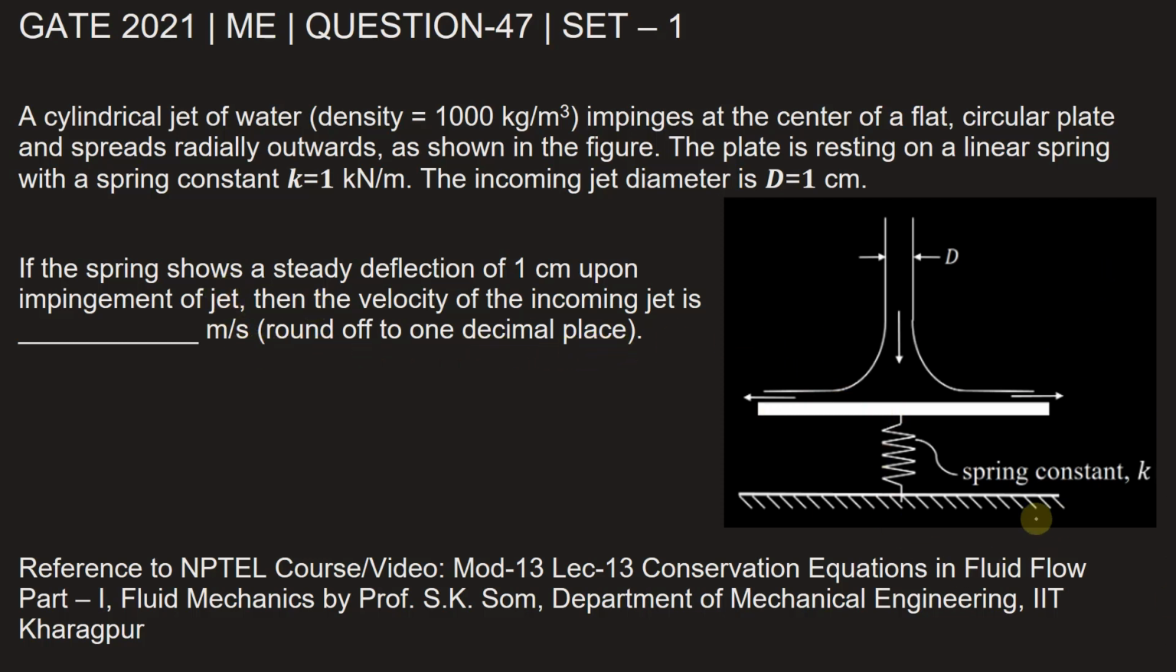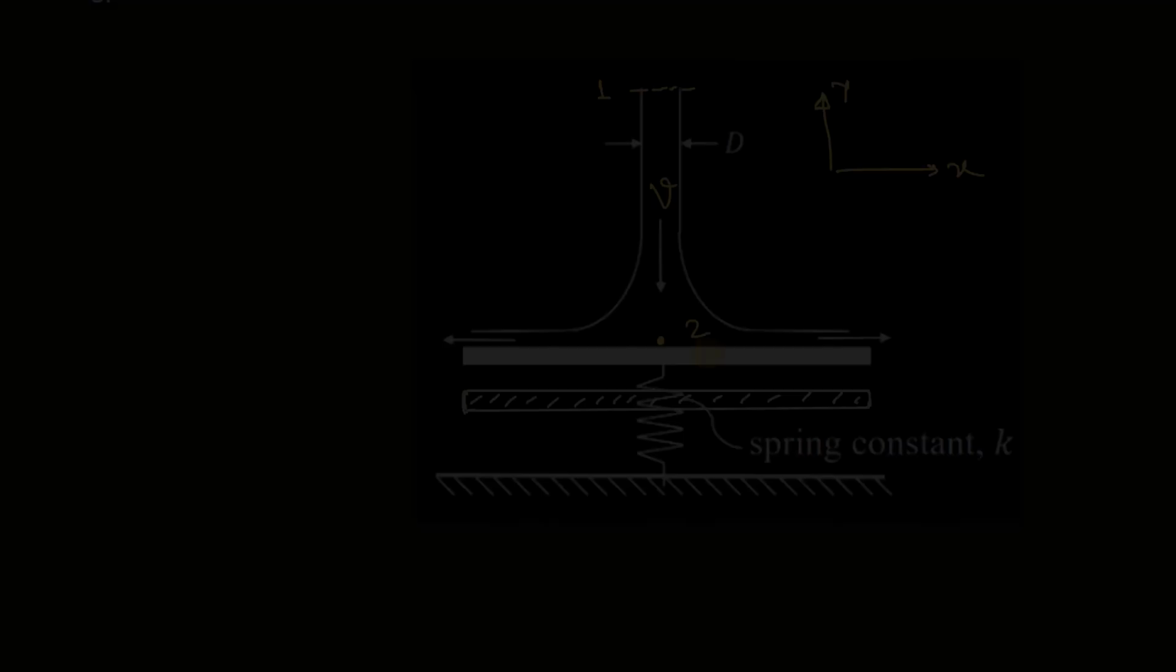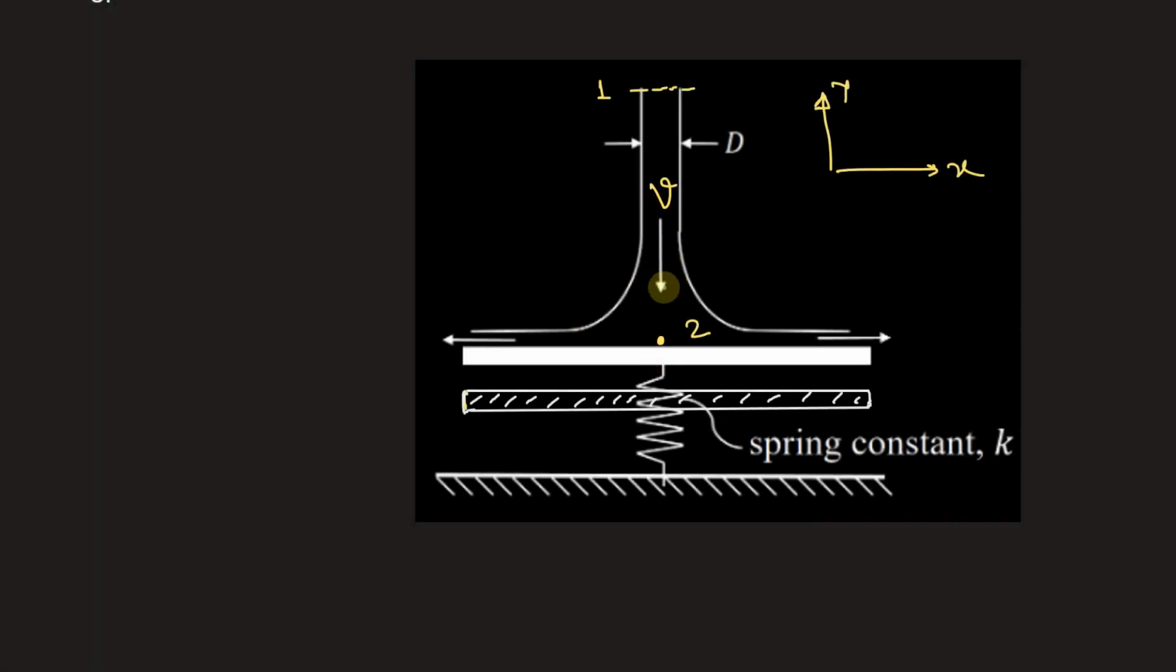Let's understand this problem using this diagram. Now let's suppose when the velocity of jet hits this flat plate, it gets deflected by distance x, or I can say it gets compressed by x. Not the plate, but this spring gets compressed by a distance x. And we need to find this velocity.